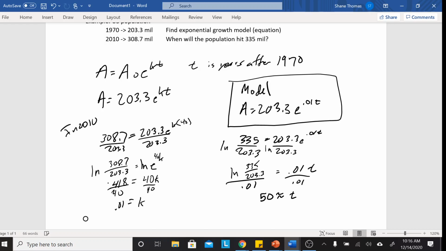And again, all I did was plug that in my calculator. Okay, so we got an answer of 50. Well, we were looking for a year, weren't we? So 50 doesn't seem like a reasonable answer. But if we think back, t is our years after 1970. So what year were we going to hit 335 million? 1970 plus 50 is going to be 2020.